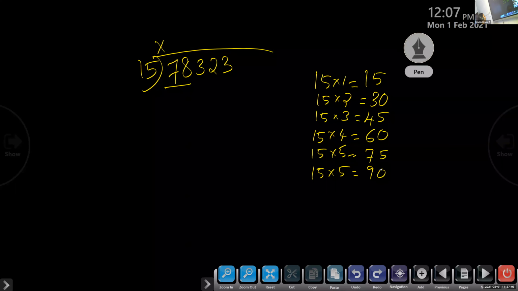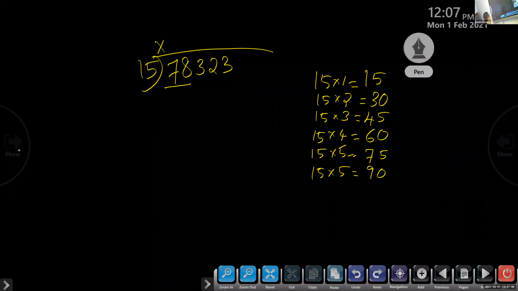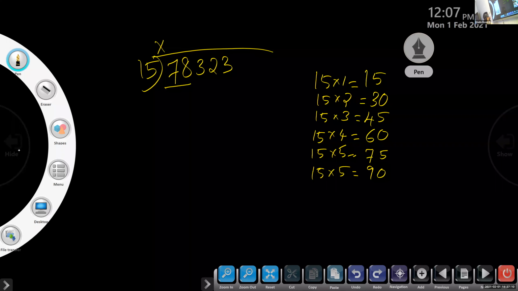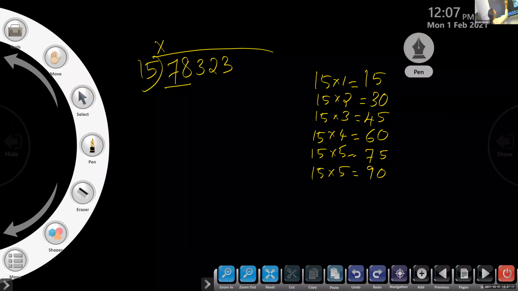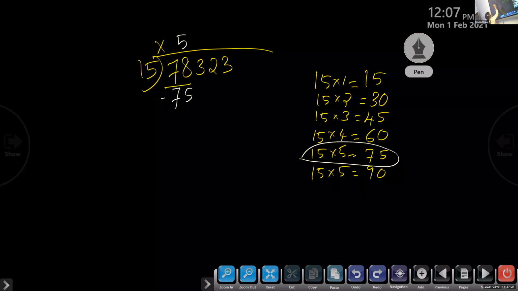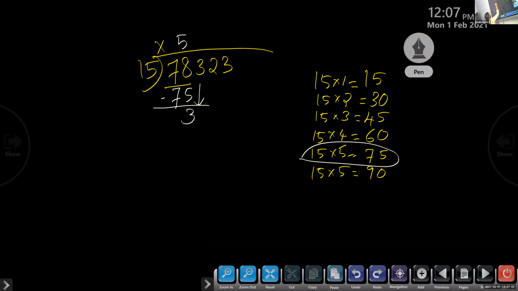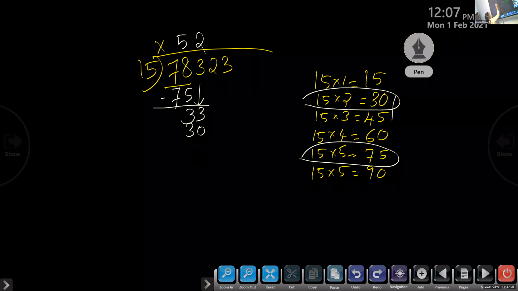78 we have. Which can we take for the quotient? 15 times 5. We can take 75 only. So 15 times 5 is 75. Then bring down 3. 33. Now check here. 33 is between 30 and 45. We can take 15 times 2, that is 30. Again subtract 3. Bring down 2.